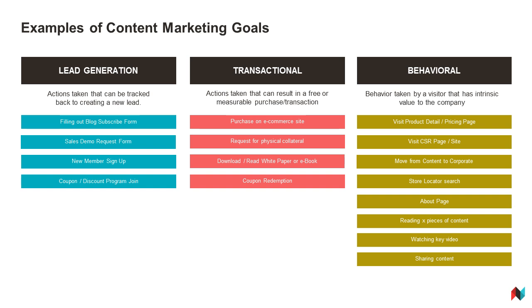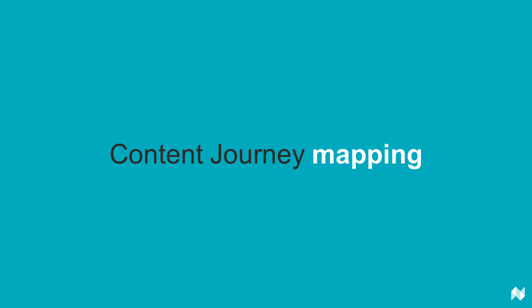anything where people take a specific action that you can track back to being important to your business. So once you've started to identify some of these goals and identify ones that may ladder up to your business objectives, one of the next best steps would actually be to map out the content journey. So mapping a content journey is essentially articulating the exact path that you want people to take, the ideal state that your content should result in.